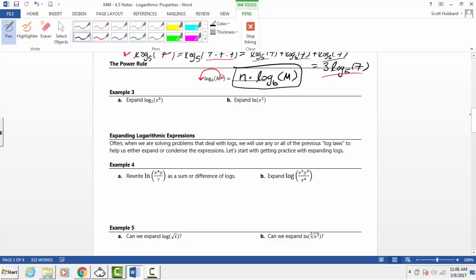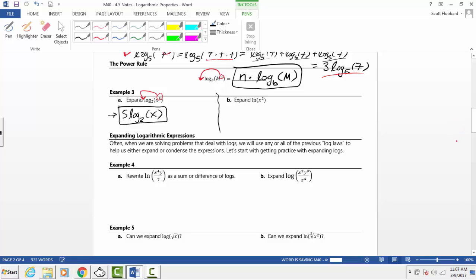So let's expand this one, log base 2 of x to the 5. Okay, so this is power rule. The 5 comes down to the front, and we're left with 5 times log base 2 of x. Okay, that's all the power rule says, really. It just says that the exponent comes down. I like to call logarithms anarchists because they take the power down. They fight the power.